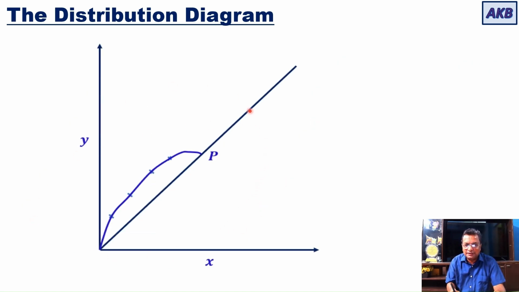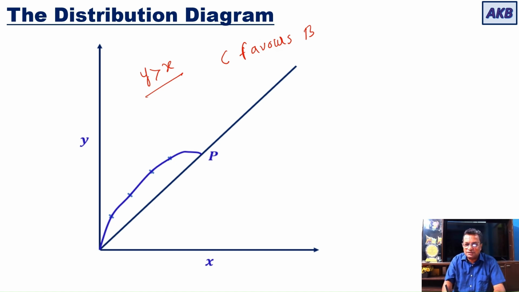So this is the distribution diagram that we obtained, and now you can see over here the distribution diagram is lying above the diagonal line. What is the meaning of that? At every point on this curve, y is greater than x. That is, concentration in the extract phase is greater than in the raffinate phase. In other words, in this case, C favors B. So I have shown a distribution diagram for the case where C is favoring B.